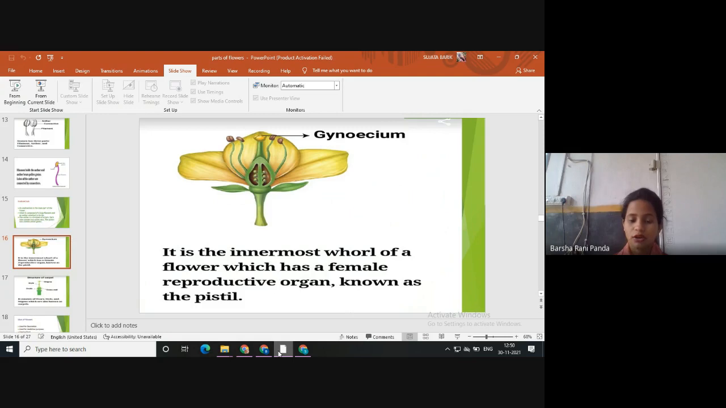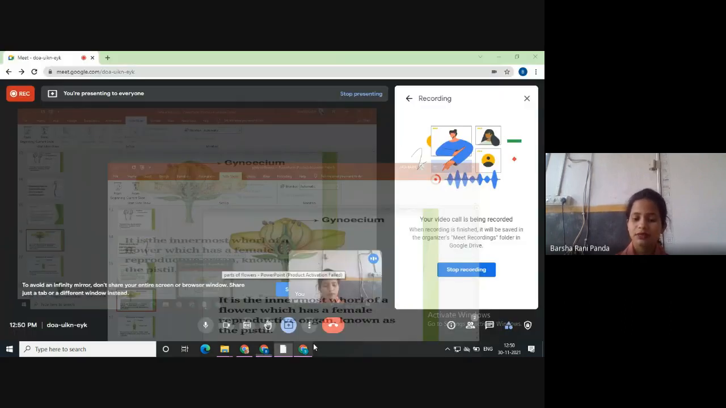Next, we'll move toward the last part of the flower, which is the innermost part of a flower. That is called gynoecium. It is the innermost whorl of a flower, which has a female reproductive organ known as pistil. So this gynoecium part, which is called the inner whorl or the inner part, contains the female reproductive part of a flower. So what is the female reproductive part of a flower? That is known as pistil. The female reproductive part of a flower is known as pistil.